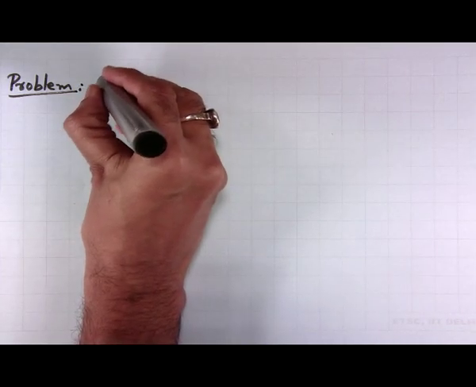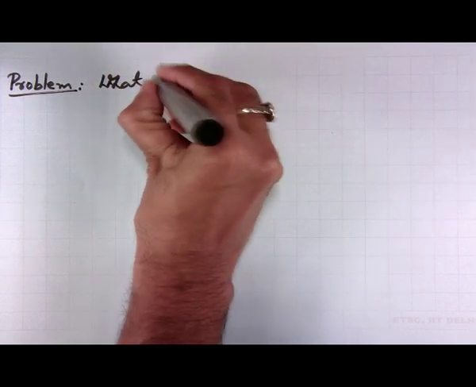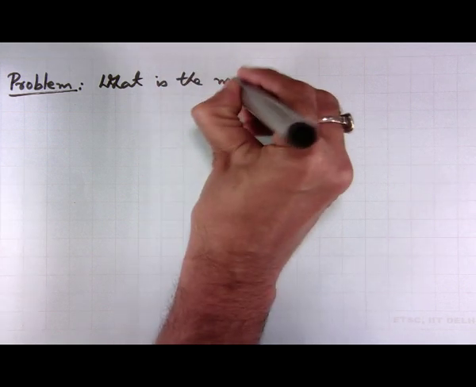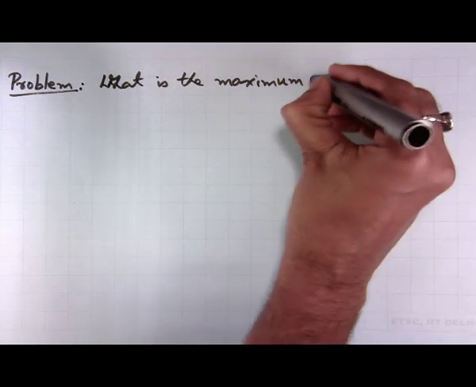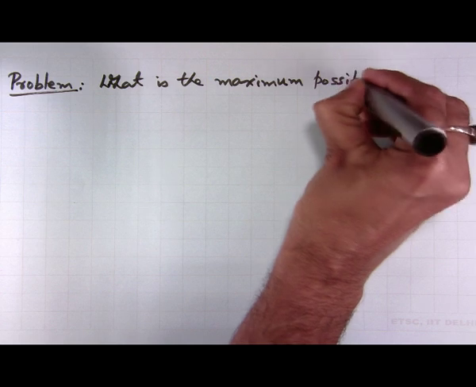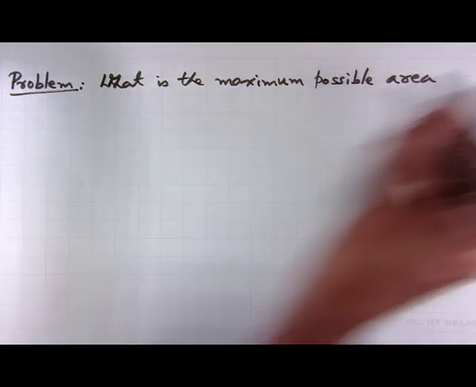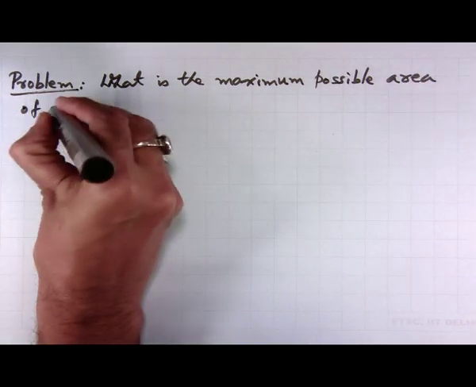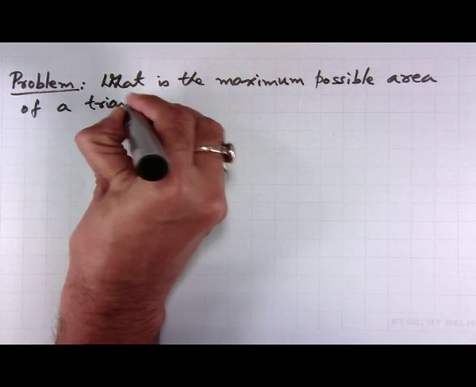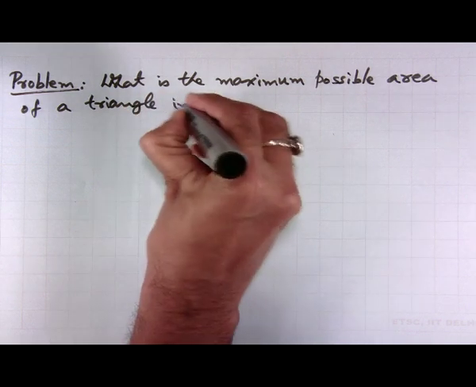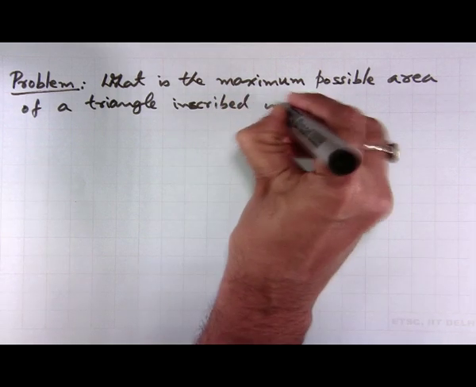Next problem, we want to determine what is the maximum possible area of a triangle inscribed in an ellipse.